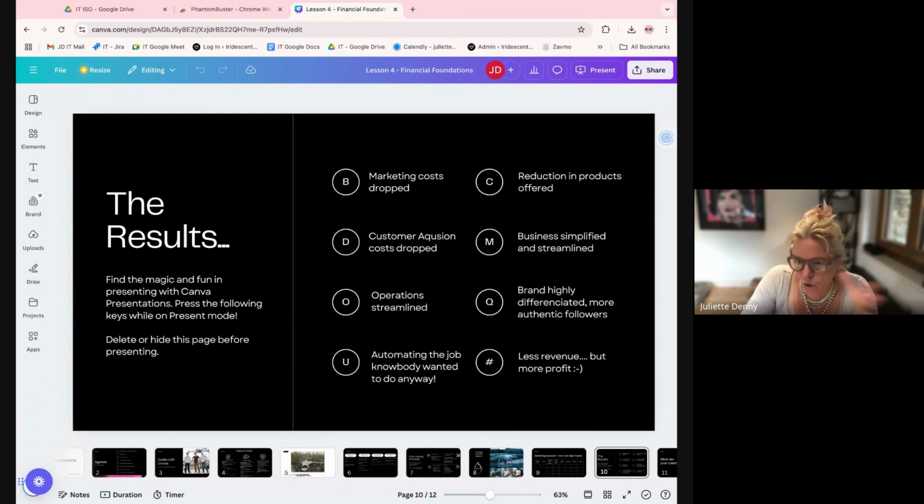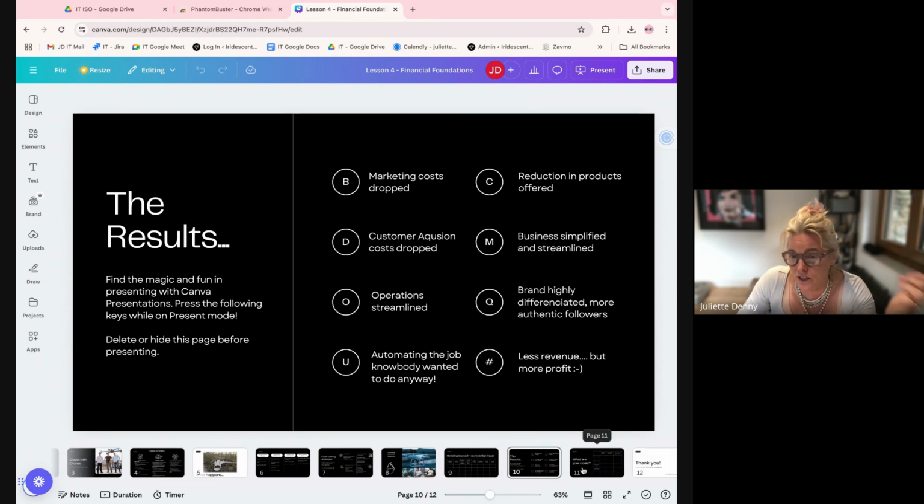And by doing all of those things, marketing as well as streamlining, as well as automating, obviously their revenue dropped because they got one less drone, but they made more profit. And ultimately, profit is really what we're here for. We are not here for revenue. As the old adage goes, profit is sanity, revenue is vanity.